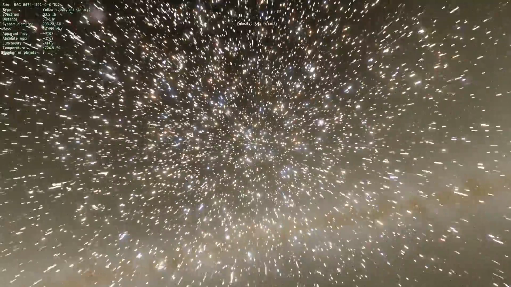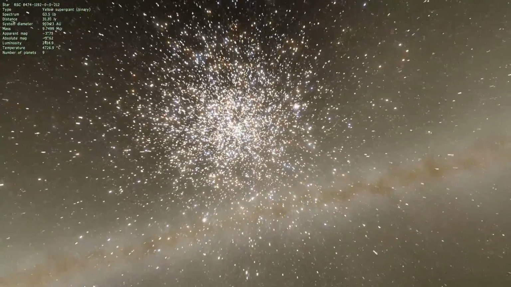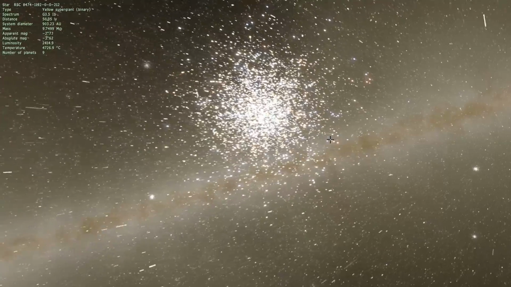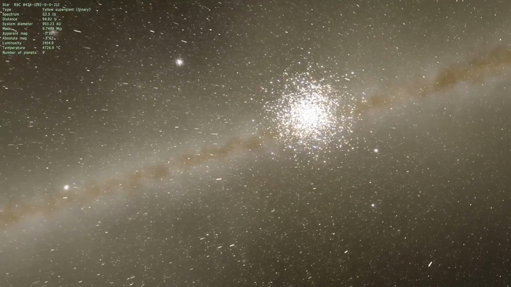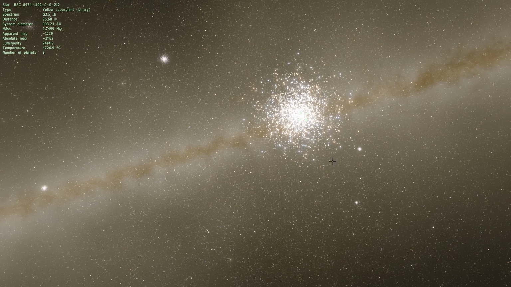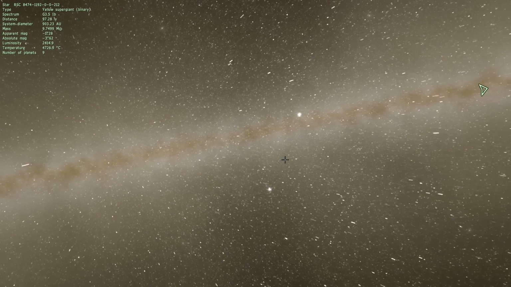So these globular clusters, there's quite a lot of them. There's over 100 of them in our galaxy, the Milky Way, and some galaxies, especially supermassive galaxies, contain several thousands of them, and each of them contains millions of stars. So it's quite a lot of really interesting stuff going on there.